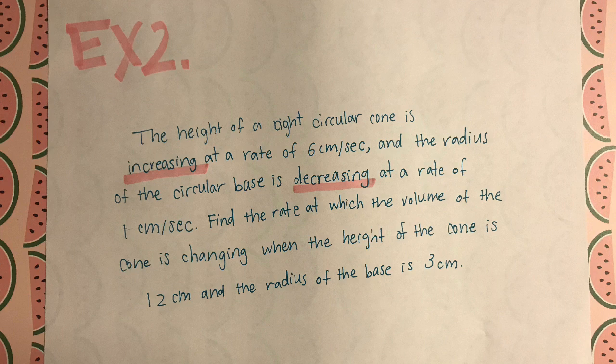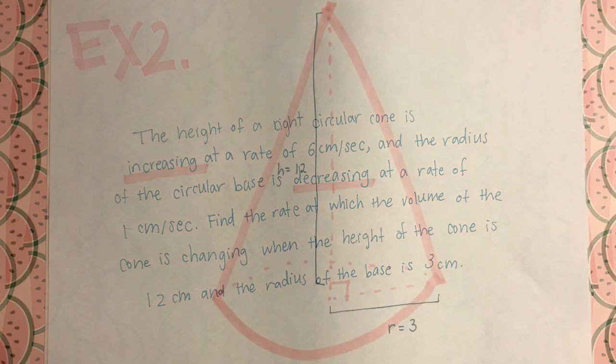I have a second problem for you, and it states, the height of a circular cone is increasing at a rate of 6 centimeters per second. The radius of the circular base is decreasing at a rate of 1 centimeter per second. Find the rate at which the volume of the cone is changing when the height of the cone is 12 centimeters and the radius of the base is 3 centimeters.